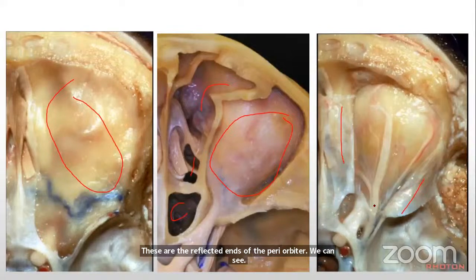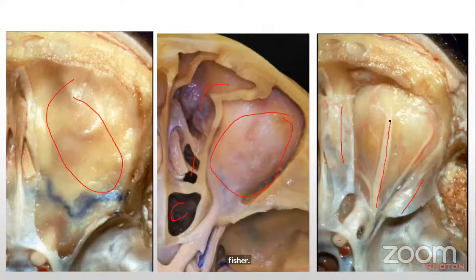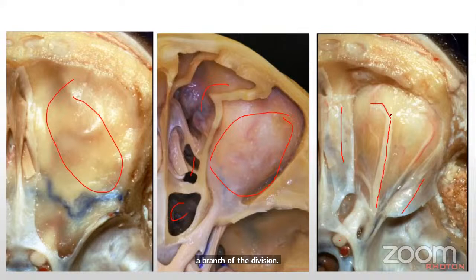The three important nerves that we can see, obviously the optic nerve is on its way. I'm excluding the optic nerve. I'm just talking about the nerves that are entering through the superior orbital fissure. The three nerves that we see are the frontal nerve, which is a branch of the ophthalmic division, which divides into the supratrochlear nerve and supraorbital nerve, which is faint here. Another nerve is the lacrimal nerve that goes laterally to the lacrimal gland.